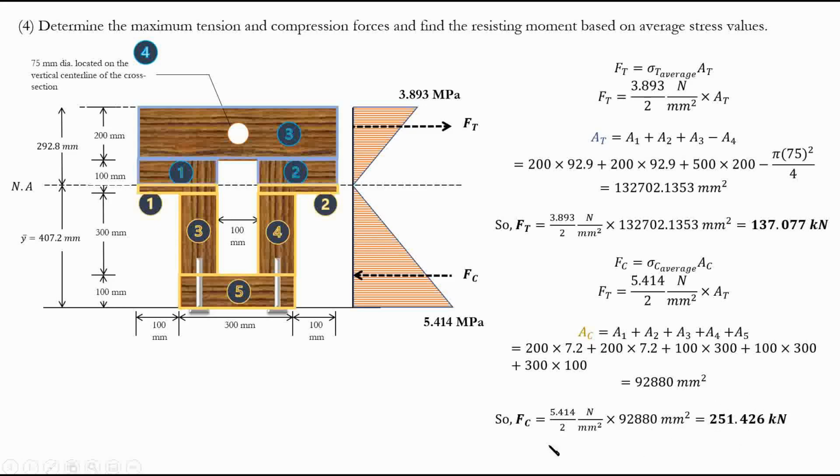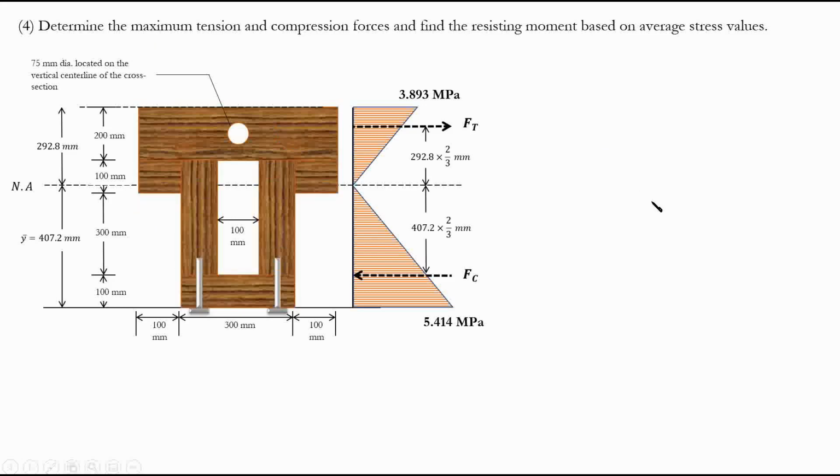Why? Because your number will be in Newton. But I want my number in kilonewton because it's simpler, more common. So I'll just report it in kilonewton, okay? So your tension force is this much, your compression force is this much. Now we need to find the resisting moment based on the average stress values.